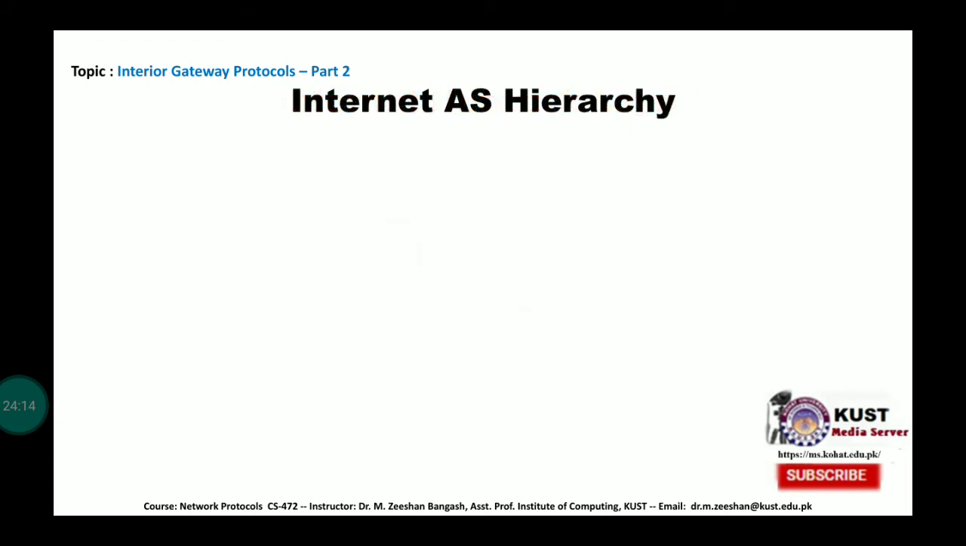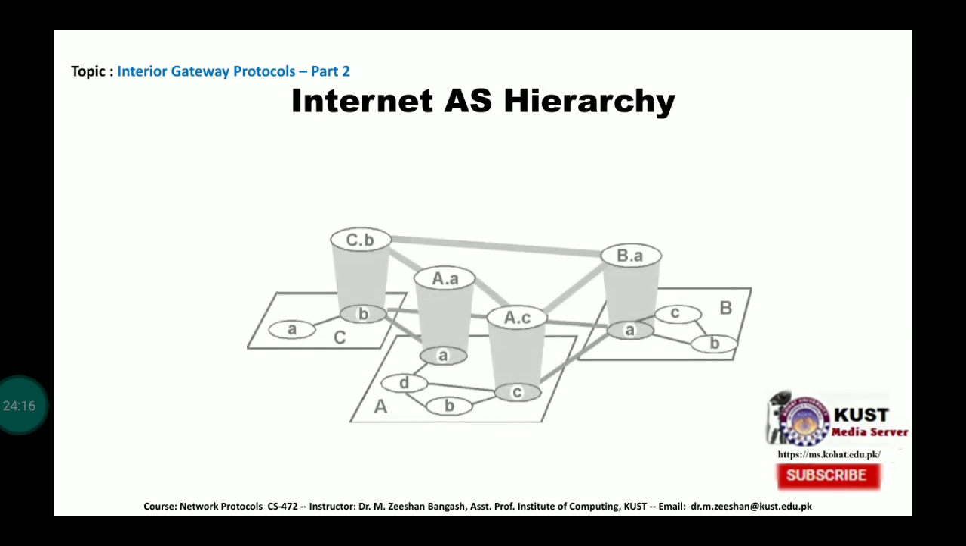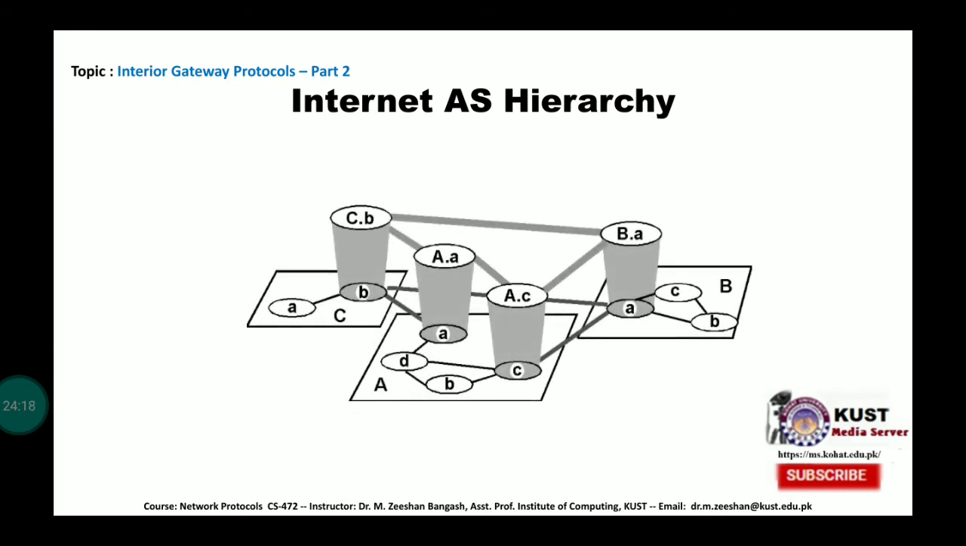Now, the internet as a hierarchy. We already know from the previous diagram that this whole network in the diagram has been divided into three regions. We call them region A, region B, and region C. And then there are different gateway routers in B. This is the gateway router, and similarly every region has one or more gateway routers.